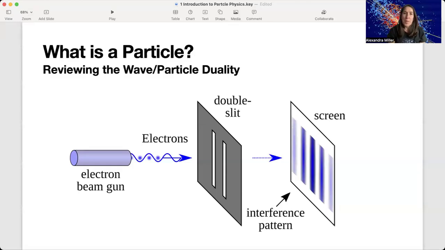Hi, everyone. Before one can understand the way modern physicists think about particle physics, one needs to review the wave-particle duality. Now, in this video, I am assuming that viewers already have some experience with the wave-particle duality from, for instance, an upper division course in modern physics. So in this video, I'll just be reviewing the main ideas of the wave-particle duality and discussing some of the experimental evidence for this duality.